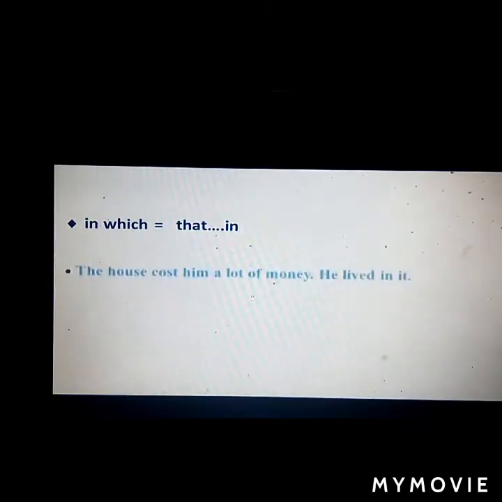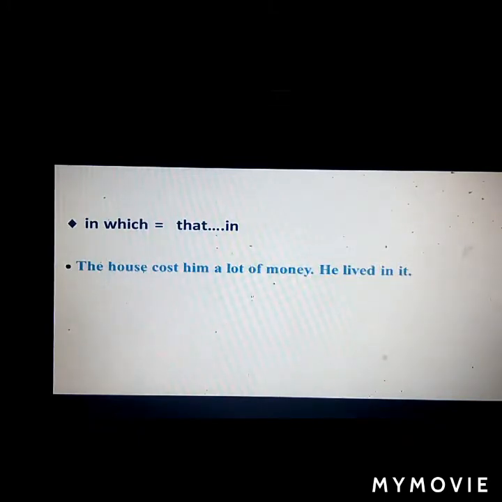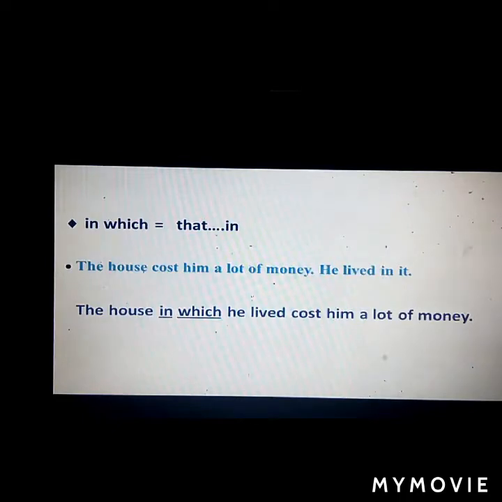The house cost him a lot of money. He lived in it. The house in which he lived, I can say the house in which, or I can say the house where he lived, cost him a lot of money. This equals: the house that he lived in cost him a lot of money.